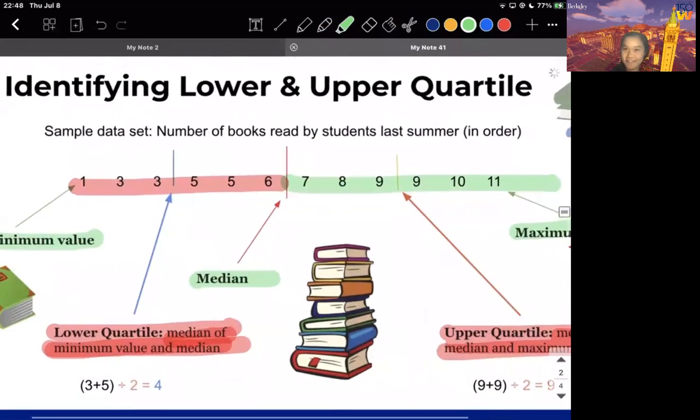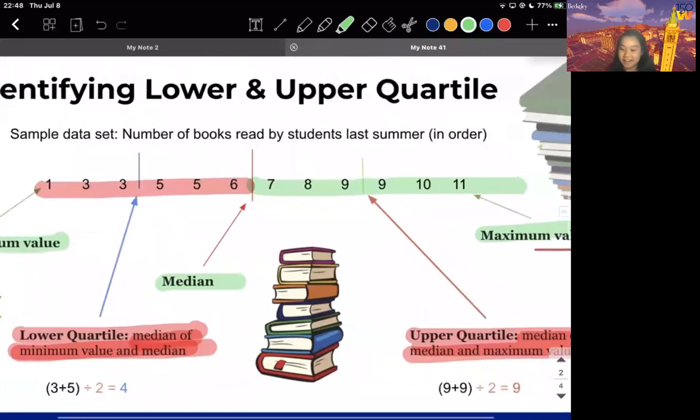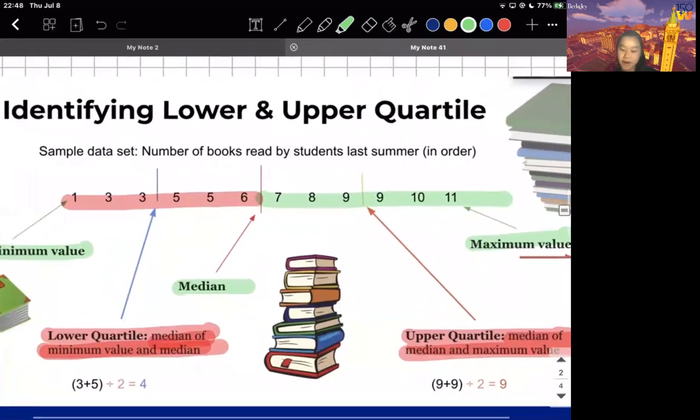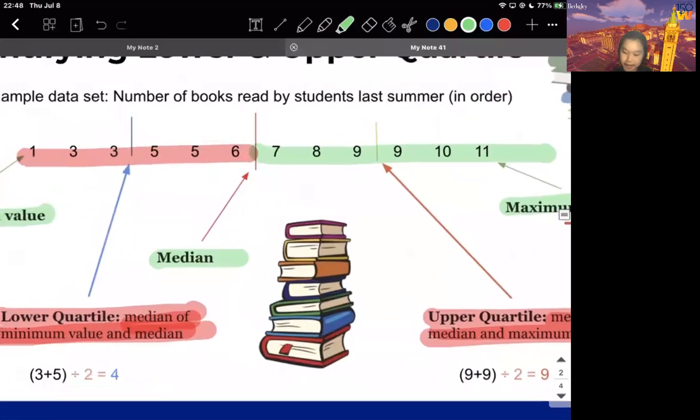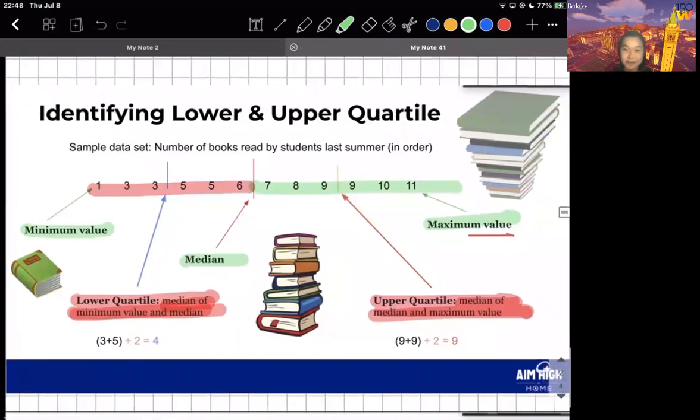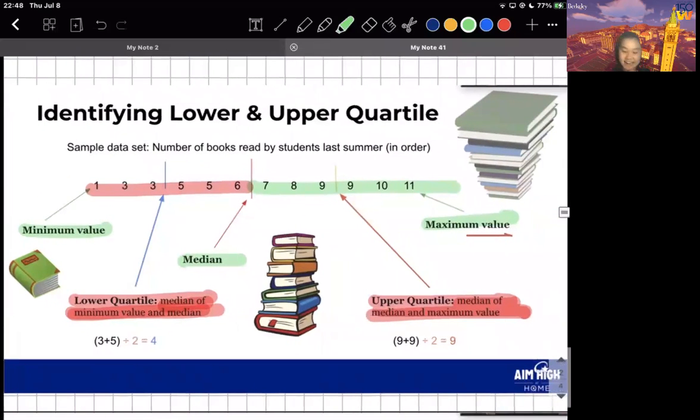You'd split it in half, and the middle between the lower numbers would be the lower quartile, and the middle between the higher numbers would be the upper quartile. And you'd find that the same way you found the median before. So yeah, in case you want some practice, I will leave this here and you can pause and practice.